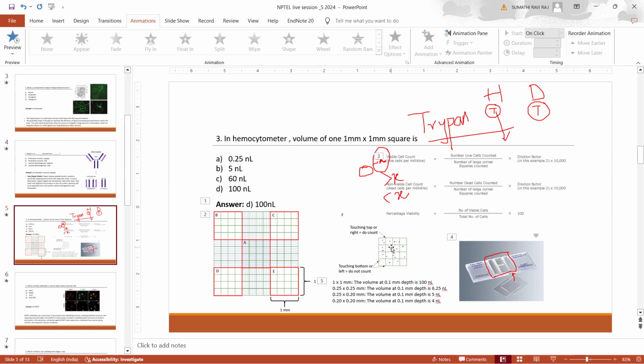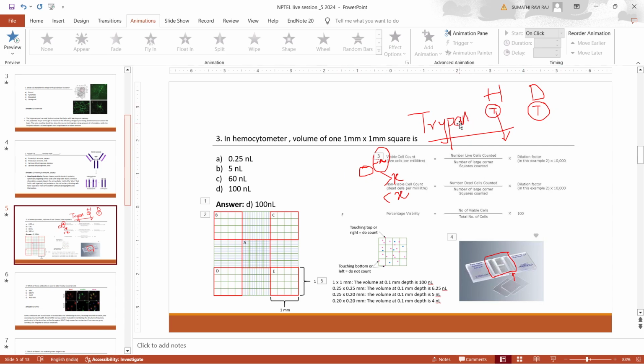So while counting also, you should remember, first count all the cells that are inside your big square, and then you should count any 2 borders, either top and right or bottom and left. The cells which are touching these borders. Do not count the cells that are touching all 4 sides. And if you are counting top and right border touching cells, then count top and right for all the 5 squares. If you're counting bottom and left, count bottom and left for all the squares. Okay, that is the technique.